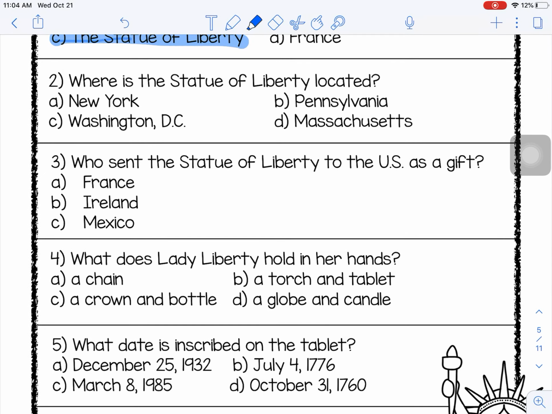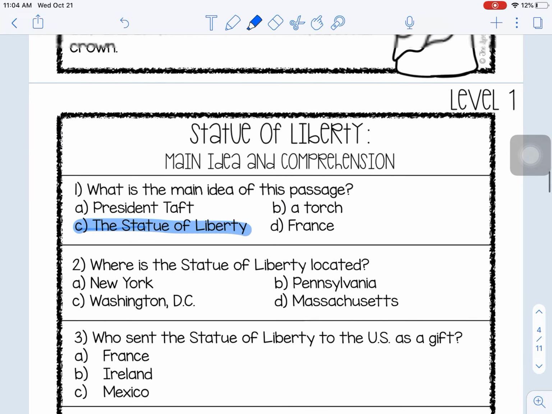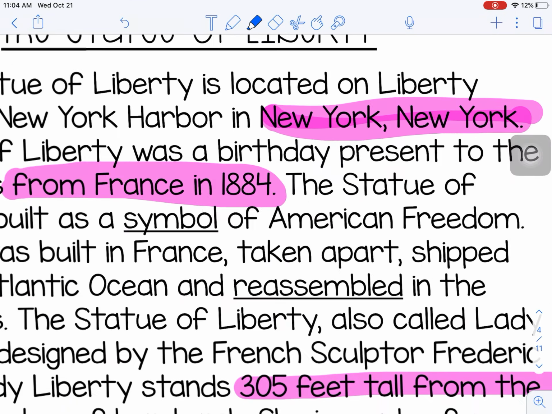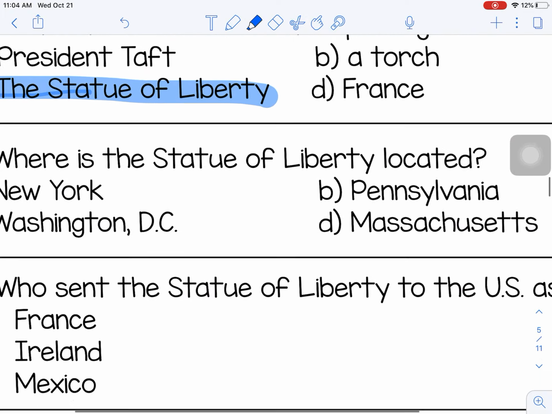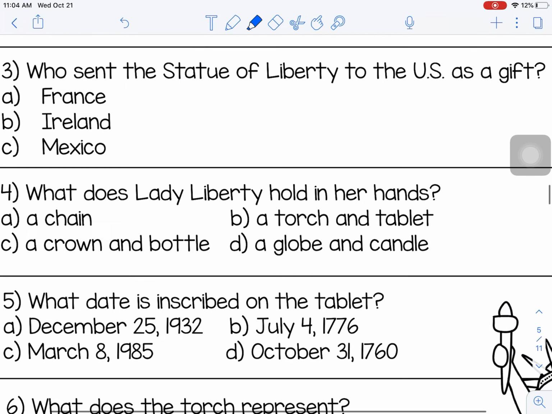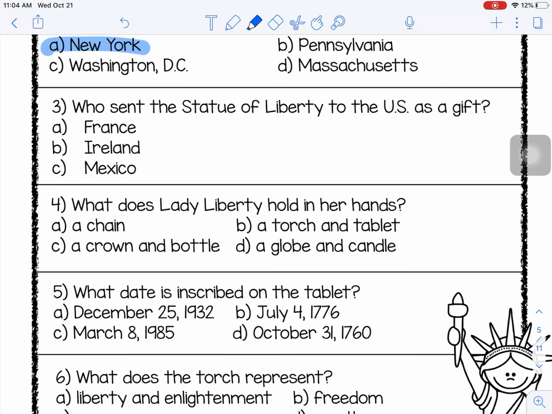Number 2, where is the Statue of Liberty located? New York, Pennsylvania, Washington, D.C., or Massachusetts? If you don't know, you can go back into this reading here. Let's look. Oh, it was one of my highlighted sections. It is located in New York, New York. Who sent the Statue of Liberty to the U.S. as a gift? That was also back in our reading. France did.